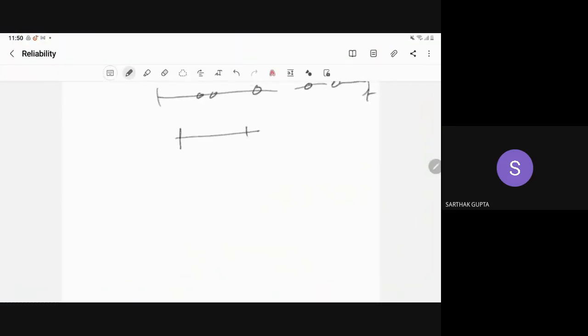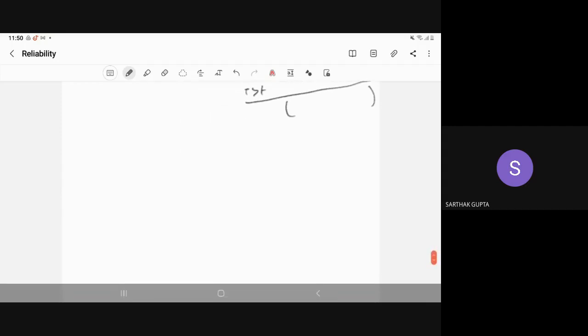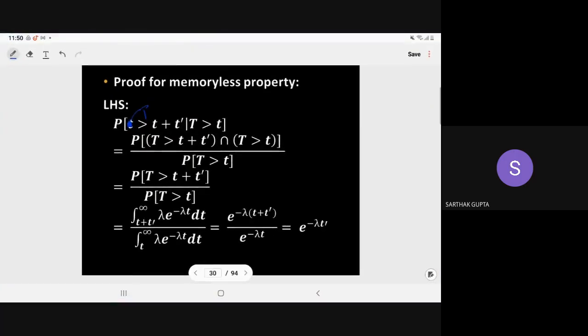Let this be the t plus t dash. So T greater than t plus t dash means this time, and when we say T greater than t, it means this time. So their intersection is this time, probability of T greater than t plus t dash. So it will give you the integral from t plus t dash to infinity of lambda e to the power minus lambda t dt, divided by the integral from t to infinity of lambda e to the power minus lambda t dt. After the integration and solving, you will get e to the power minus lambda t dash.